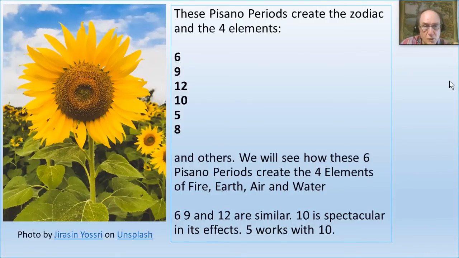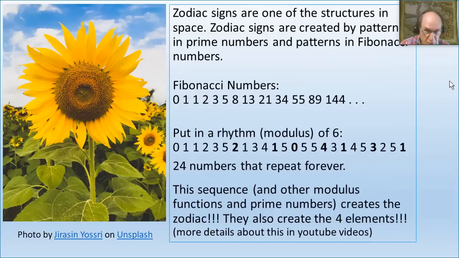Let me tell you one more thing and then we'll break here and then we'll continue with the next video in this sequence. With the next video, we're going to start understanding these Pisano periods. Pisano period is what I just explained to you. Let me show it to you. This sequence of numbers right here, 0, 1, 1, 2, 3, 5, 2, 1, 3, 4, 1, 5, 0, 5, 5. This sequence is Pisano period 6.